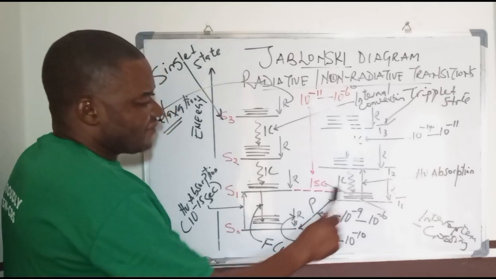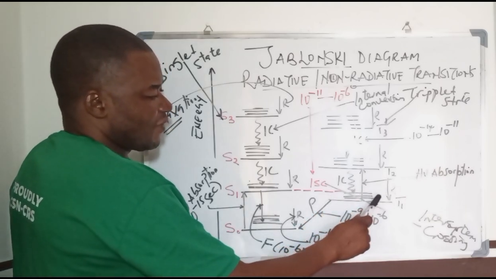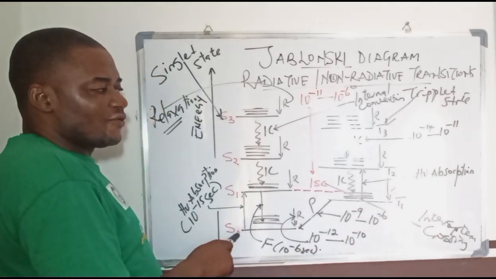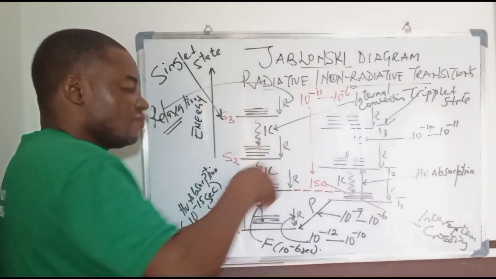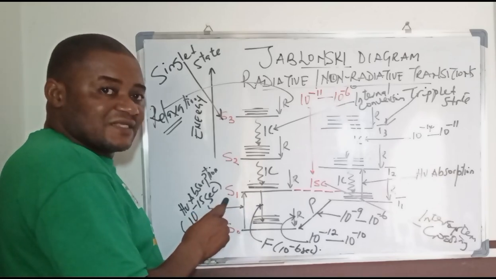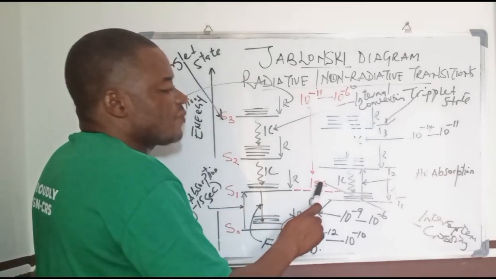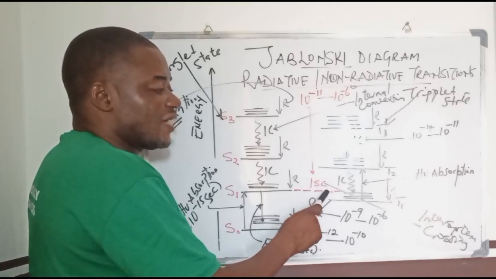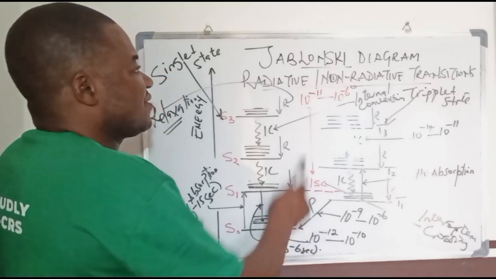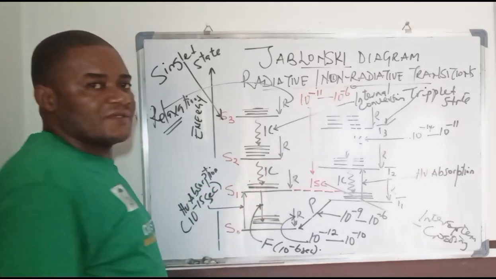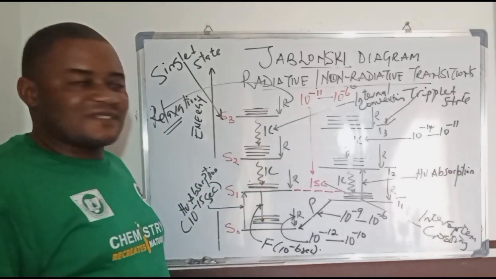But where you have the transition from this particular T1, triplet state 1, going to S0, or even triplet state 1 crossing to the singlet state 1, you always have an intersystem crossing that is going to take place. And usually intersystem crossing takes about 10 raised to the power minus 11 to 10 raised to the power minus 6 seconds. Now let us bring ourselves back.